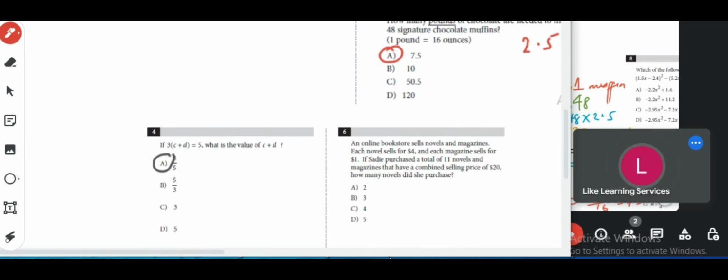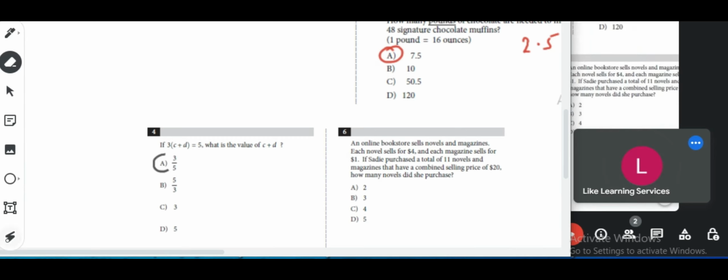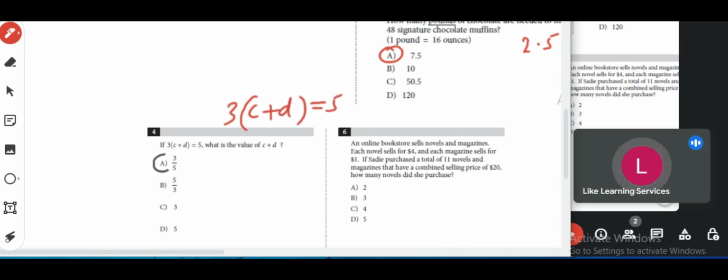Next question is number 4. Let me see, you circled A, so let me see if A is correct. It says if 3 open the bracket C plus D is equal to 5, what's the value of C plus D? How will you find C plus D? Divide both sides by 3. If you want to leave only C plus D, you divide both sides by 3. Did you hear me? Yes.